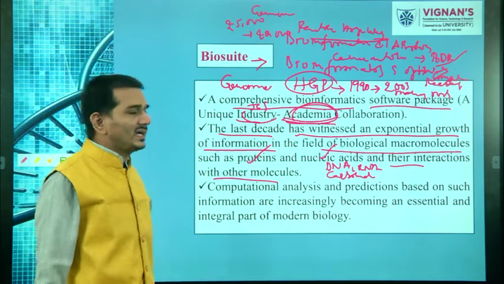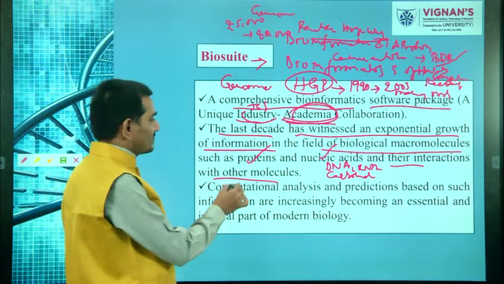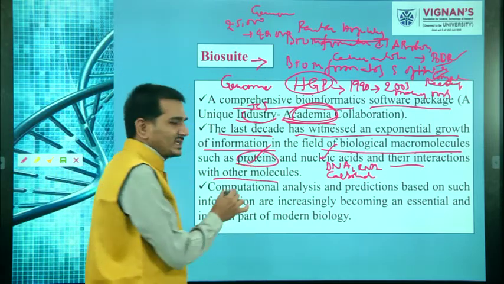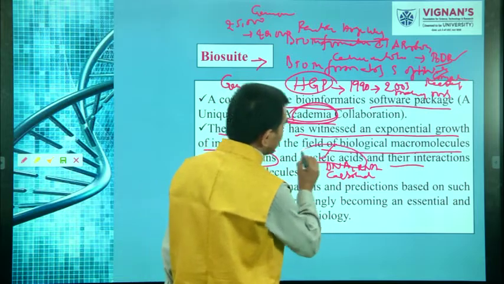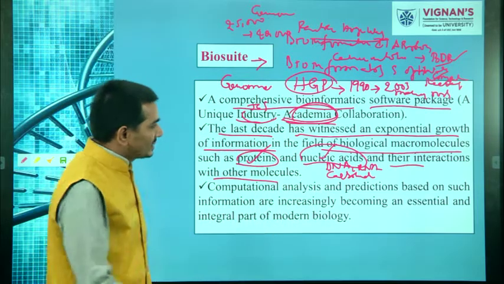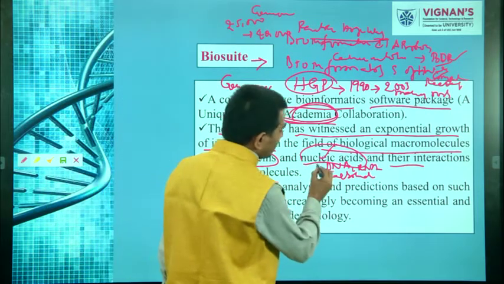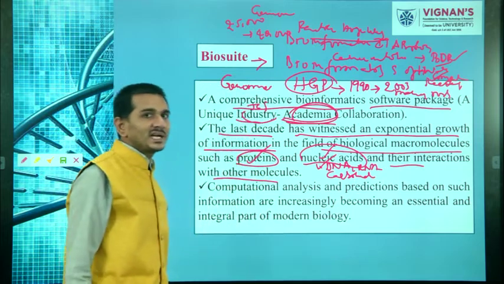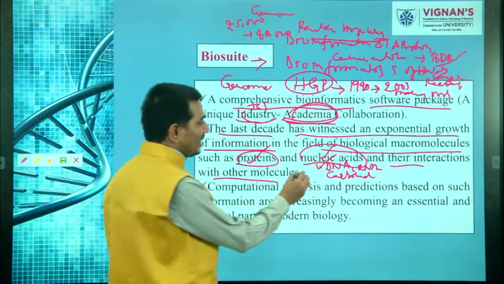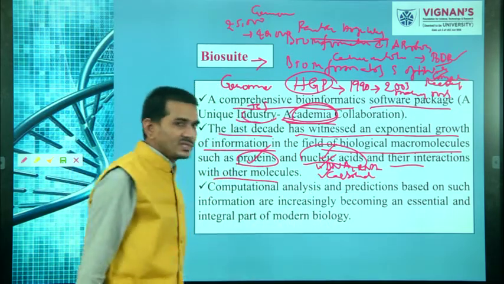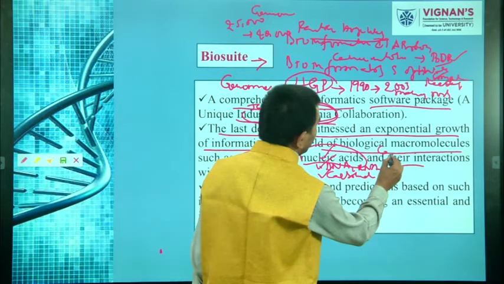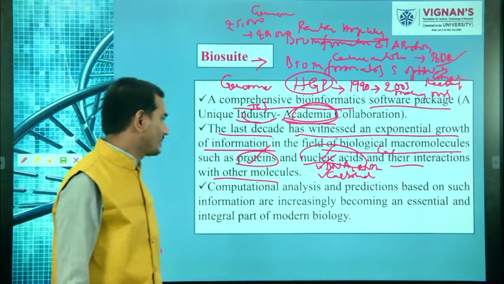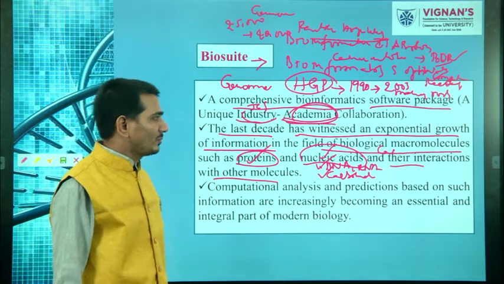Coming to the biological macromolecules, they mainly include proteins, which are polymers of amino acids, and nucleic acids, which are basically the genetic materials. The nucleic acids are of two types: the first is DNA, which stands for deoxyribonucleic acid, and the second is RNA, which stands for ribonucleic acid. And then carbohydrates. These are all examples of biological macromolecules.